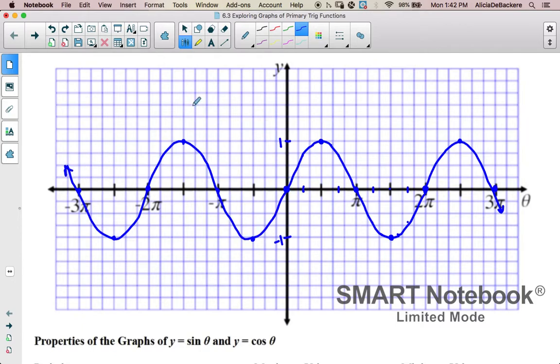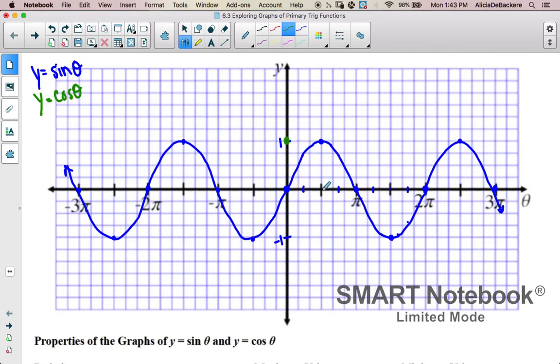Don't forget arrows on the end because that sine curve goes on forever. All right, so there's my sine theta. I'm going to label using color. You can label each of the graphs if you want. I'm going to do cos theta next. So my cosine curve actually starts on the y-axis at a height of 1.